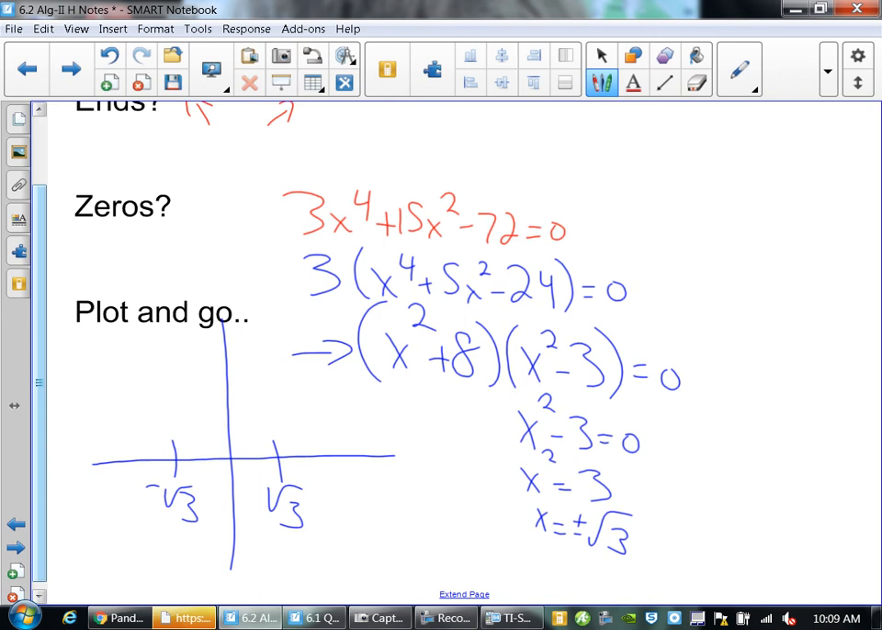Can I say that they just go right there? Yep. We know the tails go in which direction? Up. There you go. That's it. Because the other ones are imaginary, we can't plot them. Okay?